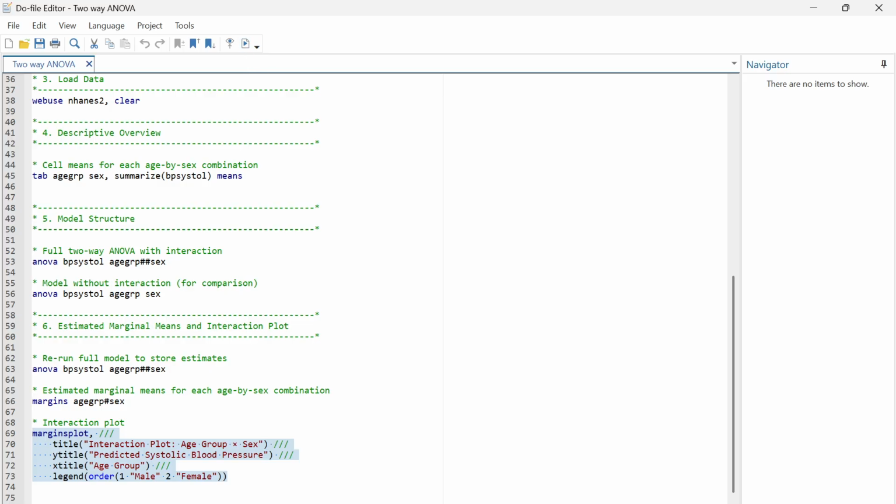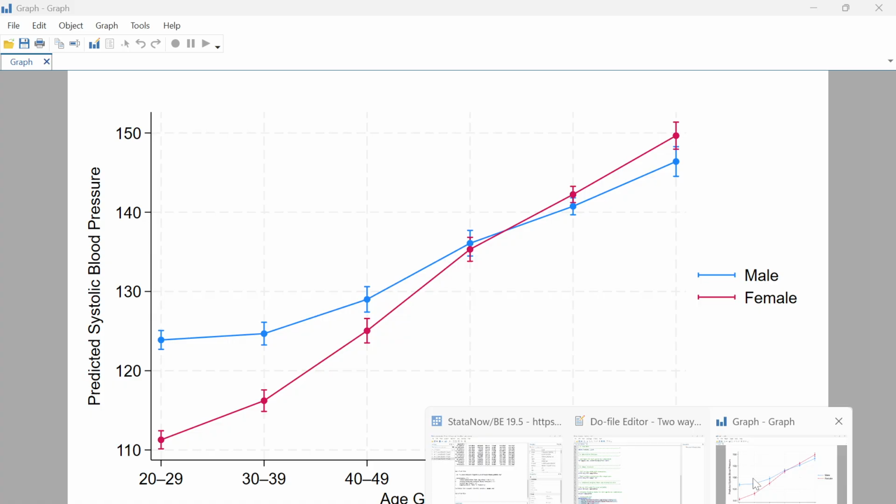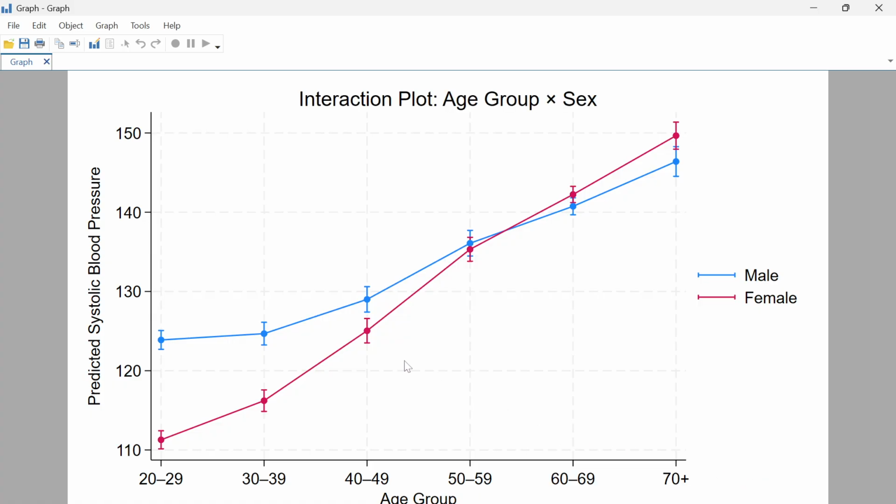Okay, execute the selection, and what you see now is the interaction plot, age group interacted with sex. This blue line is for male, and this red line is for female, right? And on the x-axis is the age group. As you can see, for both male and female, as age increases, the mean systolic blood pressure also increases, irrespective of sex. But then we can see the difference. This increase is not the same for male and female, right?